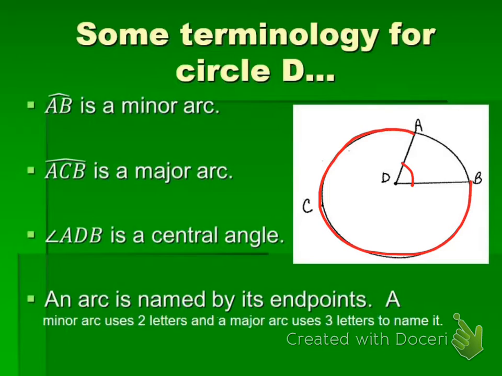At the bottom there, it says an arc is named by its endpoints. A minor arc uses 2 letters. And a major arc uses 3 letters to name it.